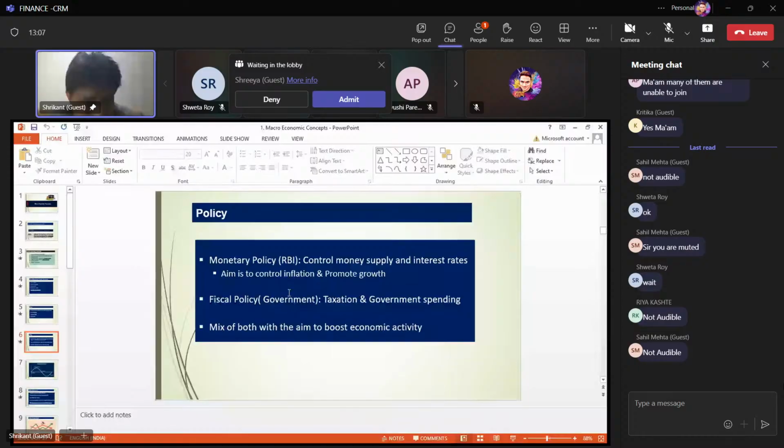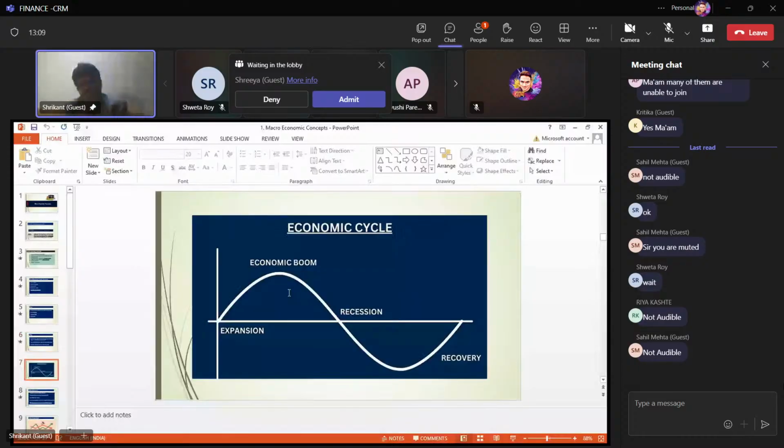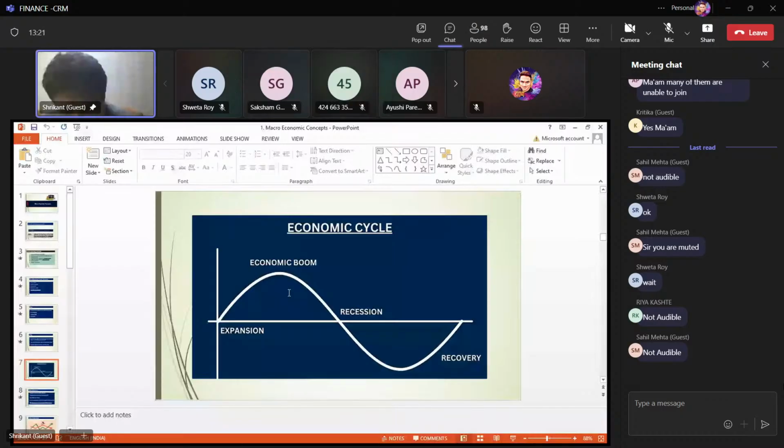Okay, so if you look at this particular chart, this is showing the economic cycle. It says economic boom, recession, recovery and so on. Governments want to see a boom in the economy. The minute you have a boom, it takes care of lots of other objectives like employment, creating employment for the citizens of the country and so on. So boom is very important. Everyone wants to get there.